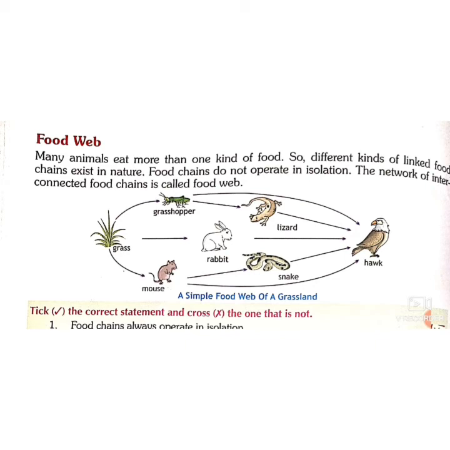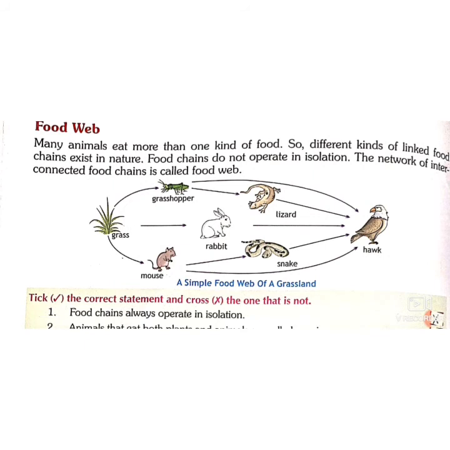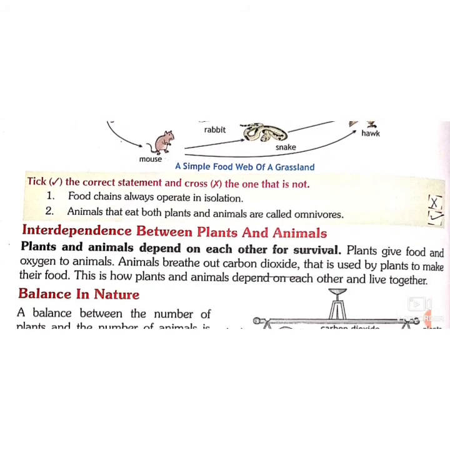So many animals eat more than one kind of food. Like this is not possible now that every time grass is eaten by grasshopper. It can be eaten by rabbit, it can be eaten by deer, it can be eaten by mouse. So they are interconnected, and this network of interconnected food chains is called food web.